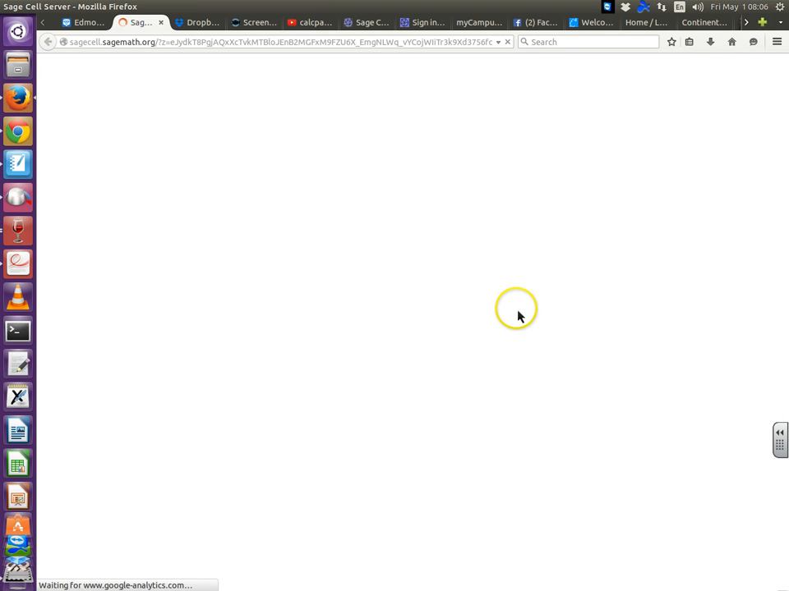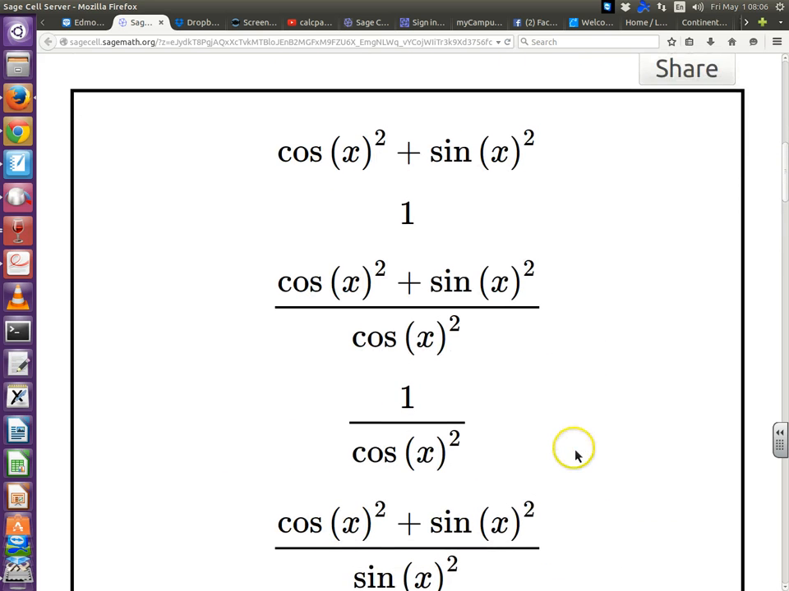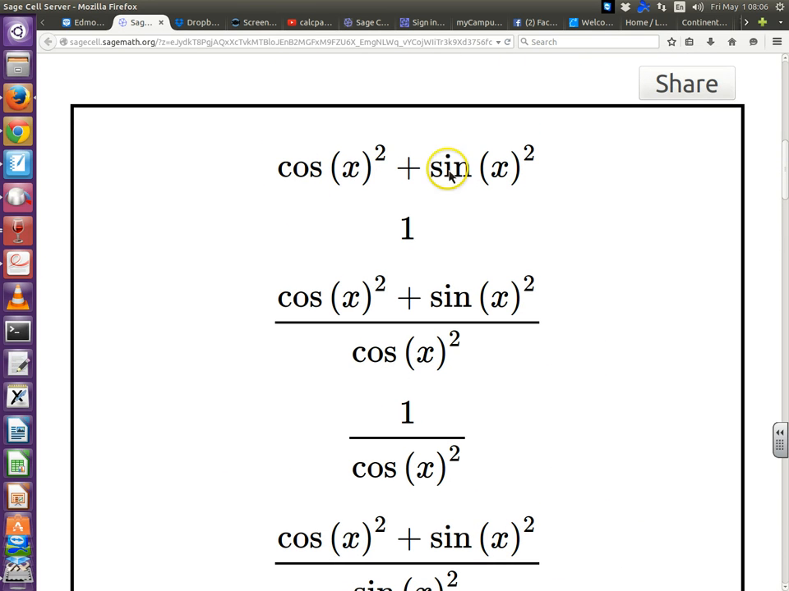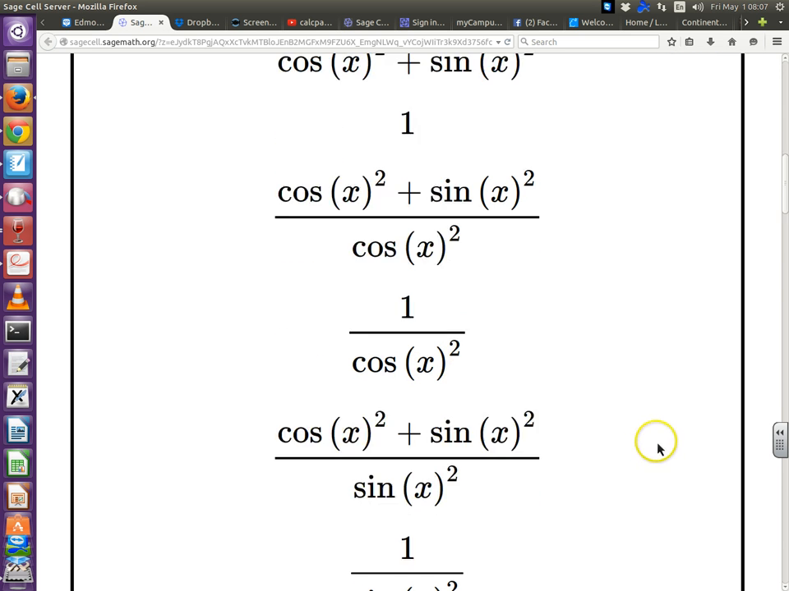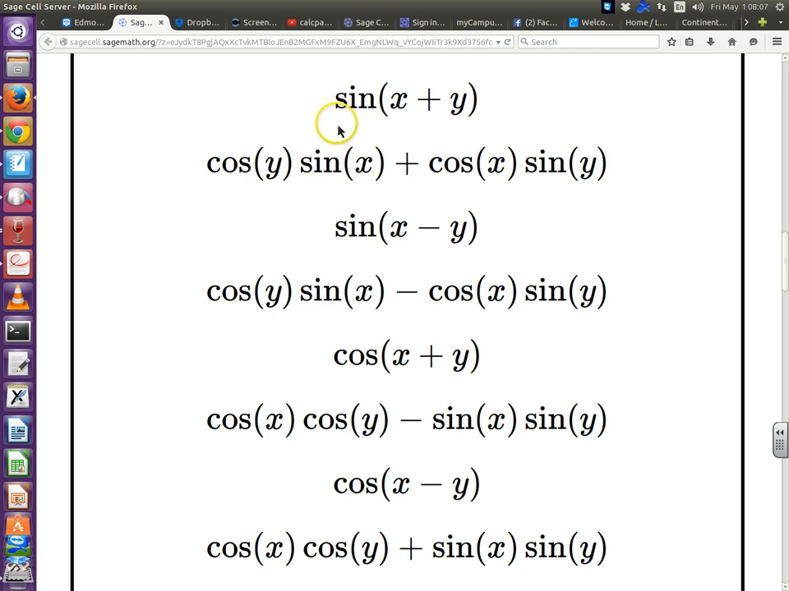Remember your trig identities? Did you see this? I put this up last night. The Pythagorean trig identities: cosine squared plus sine squared is 1. 1 plus tan squared is secant squared. Cotangent squared plus 1 is cosecant squared. The sine of the sum of two angles, the sine of the difference of two angles, the cosine of the sum of two angles, the cosine of the difference of two angles.